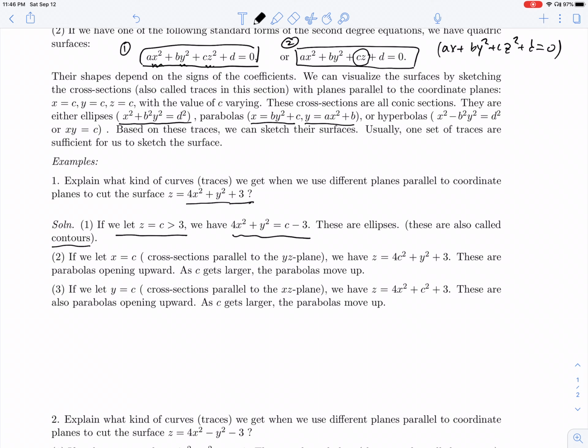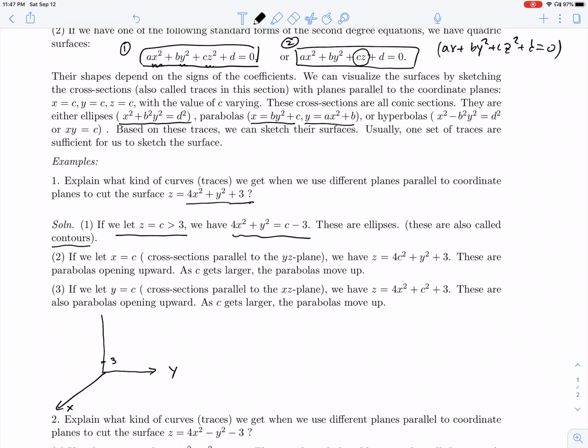Now let's try to make a summary and see if we can actually sketch the surface. We can use either one of these choices over here to graph it. If we look at the first one, this is what we have. So we have y and x over here, and z must be bigger than or equal to 3. Let's say this is going to be 3.